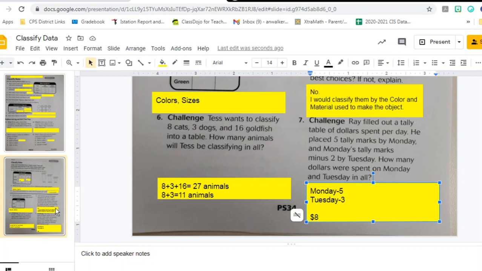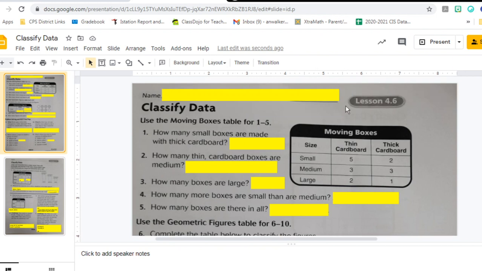So you're going to use the information that we just went over, and you're going to be looking at today's assignment here. You're going to classify some cardboard boxes using thin cardboard or thick cardboard, and then of course the size of the cardboard box, which is small, medium, and large.